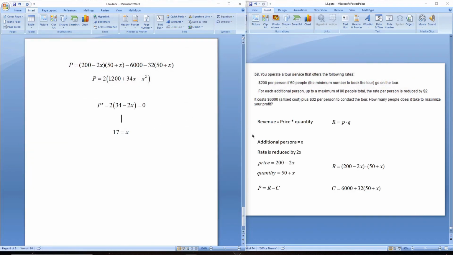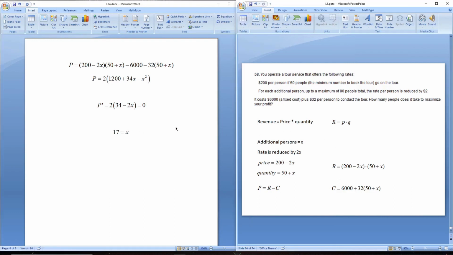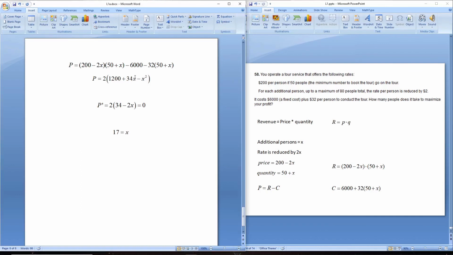So if we want to maximize our profit in our bus tour adventure, then we would want a total of 67 people. Now again, it does say we can hold up to a maximum of 80, and this is an endpoint. But again, this is a polynomial, a quadratic that opens down, so this 80 endpoint is surely lower than our global extrema. And that's our answer.